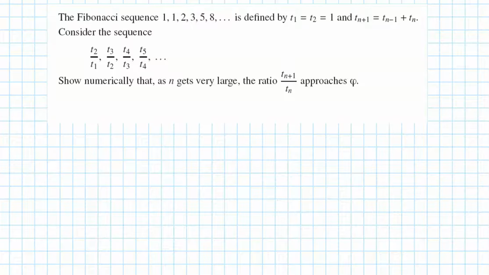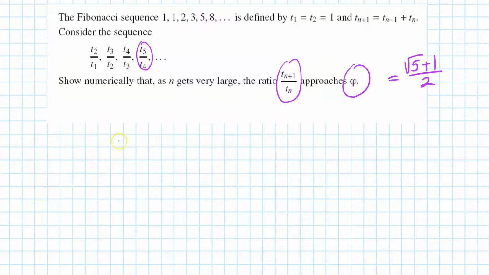Hello all. In this question we are going to have a look at the relationship between the Fibonacci sequence, in particular the ratio between two consecutive terms of the Fibonacci sequence, and the golden ratio phi, which is root 5 plus 1 on 2, or you can write down 1 plus root 5 on 2. Okay, let's write down what is being asked. We need to find the limit of tn plus 1 on tn.